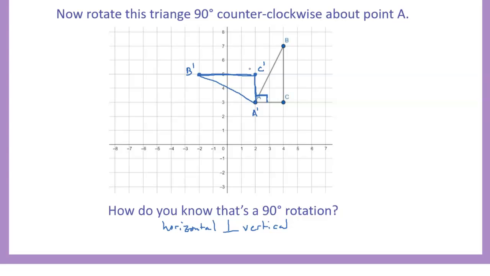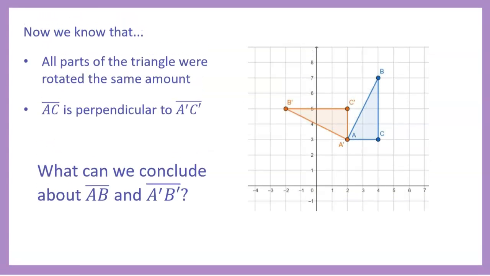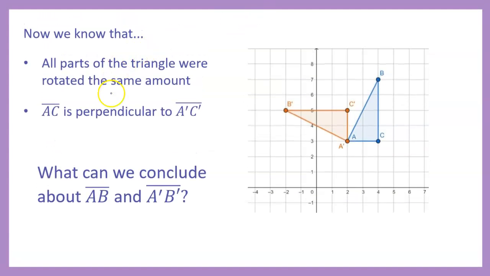Okay, so we constructed a triangle. We constructed a rotation of that triangle. But here is the really key part. We know two things here. We know that all parts of the triangle were rotated the same amount. That's how we define rotations, right? Every point along that triangle was rotated 90 degrees because C and C prime, you can see this point right there was rotated 90 degrees.